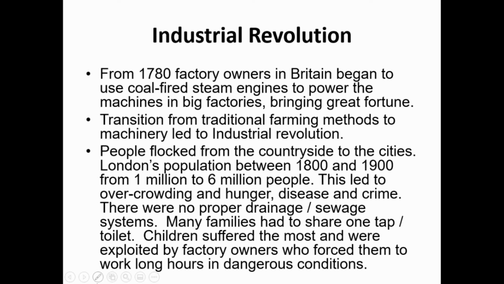London's population between 1800 and 1900 went from 1 million to 6 million people. Obviously, that led to overcrowding and hunger, disease and crime. There was also no proper drainage or sewerage systems for people to go to the toilet, so many diseases occurred. Many families had to share a tap or a toilet.